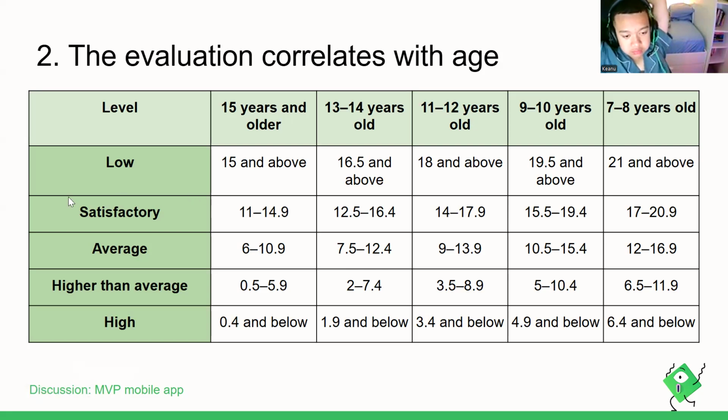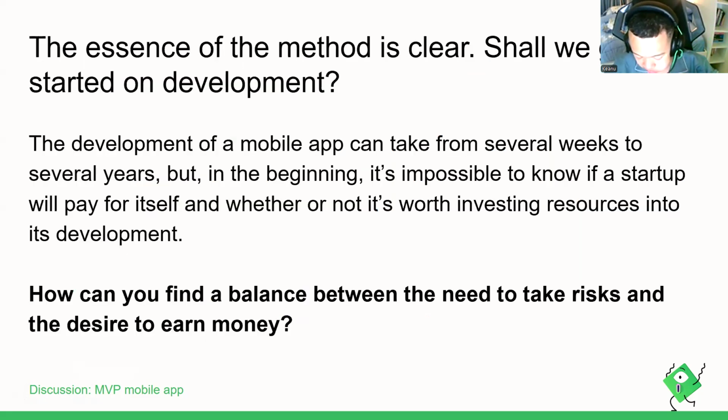What's the result? So the level is satisfactory and then the age is 11 until 12 years old. So what is the result? 14 to 17.9. Yeah, 14 until 17.9. And how about if higher than the average and then the age is 9 until 10 years old? What's the output? 5 to 10.4. Yeah, 5 until 10.4. So basically that one. We have also the sense of the method, which is clear, yeah.